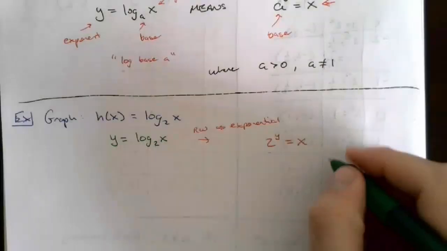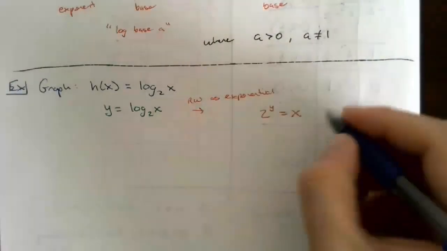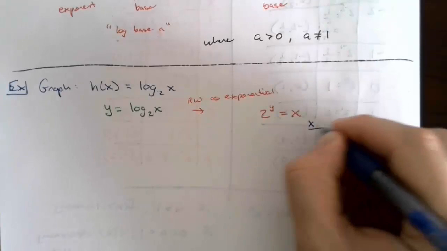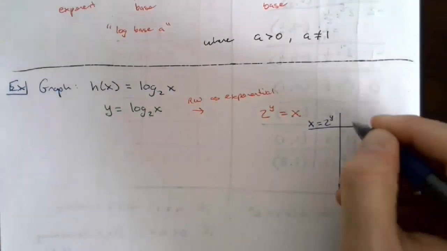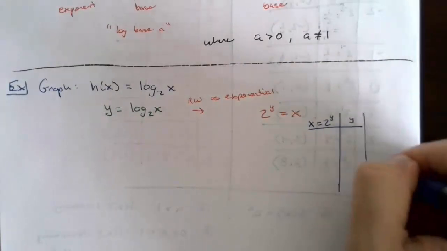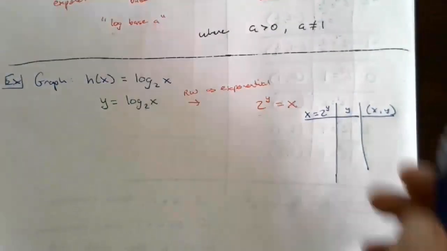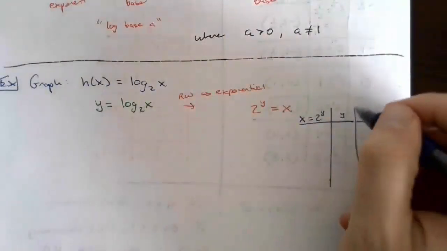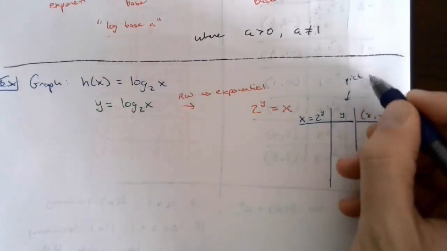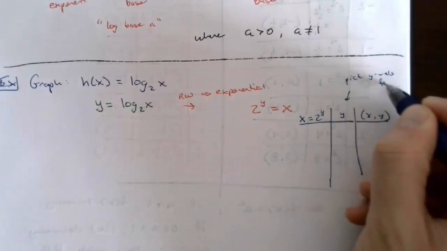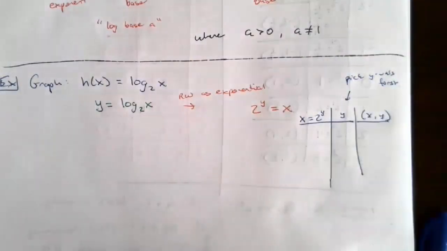So when we go to sketch this, to get our graph, I'm going to set up my chart with x, where x is equal to 2 to the y, and then here's y, and then I'll put the ordered pairs here still as x comma y. But I want to make sure you understand that we pick the y values first, and then we get the corresponding x values.